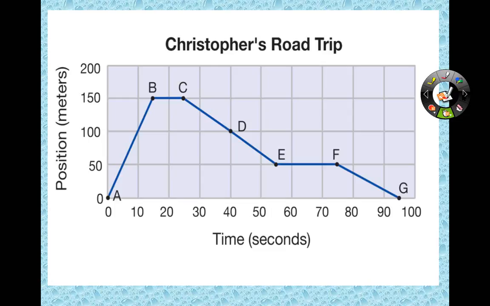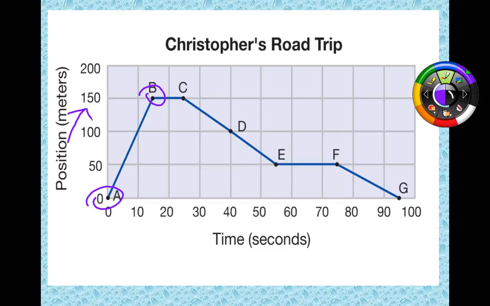Here's the question. How far did Christopher's car travel between points A and B? Here's point A that starts at 0 meters. Here's point B. Now we just need to notice where point B is on our graph. It looks to me that Christopher traveled 150 meters from point A to point B.